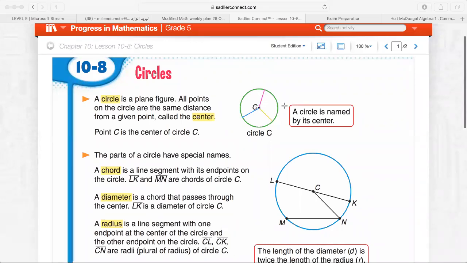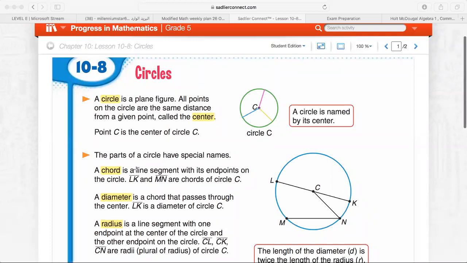A circle is named by its center. The center is C, so I am going to call the circle C. Okay, girls? Okay.